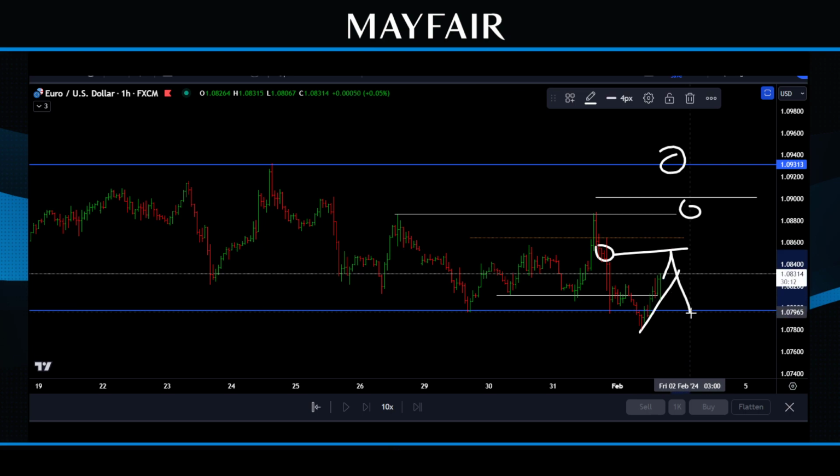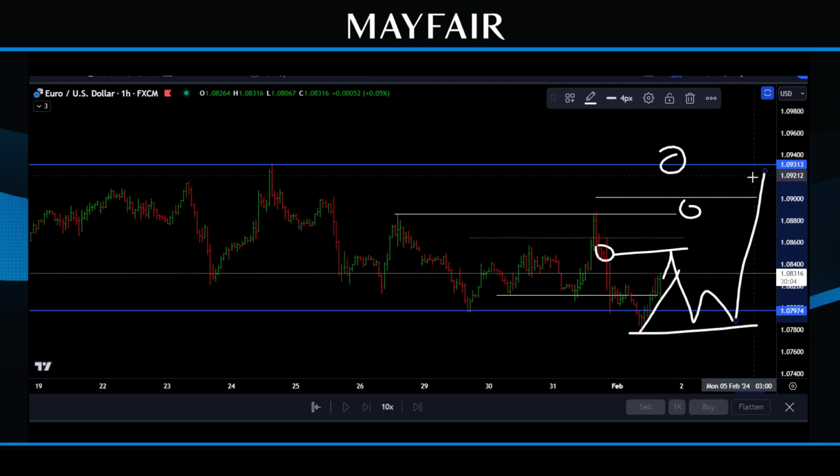Then we get a half decent drop. We could come back for a retest and drop again, right? Now creating kind of a triple bottom. And then I think that becomes the fuel for the bigger move.